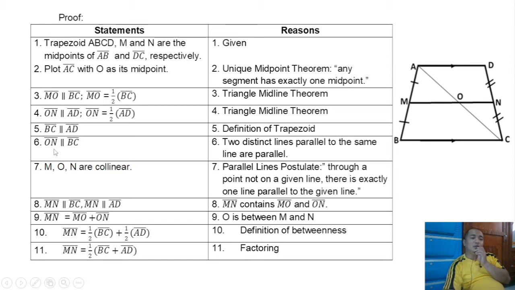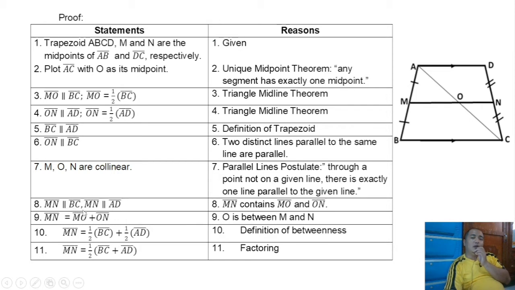Number 6, ON is parallel to BC. Two distinct lines parallel to the same line are parallel. M, O, N are collinear. Parallel lines postulate: through a point not on a given line, there is exactly one line parallel to the given line. Number 8, MN is parallel to BC.